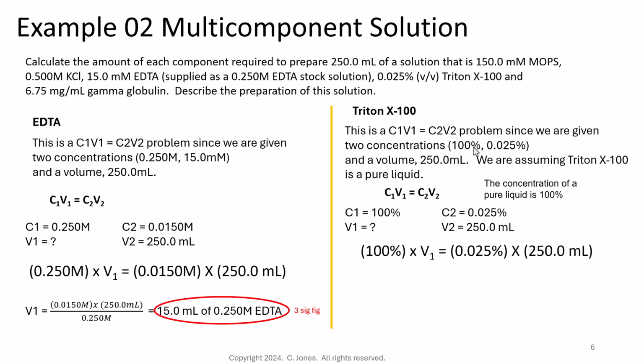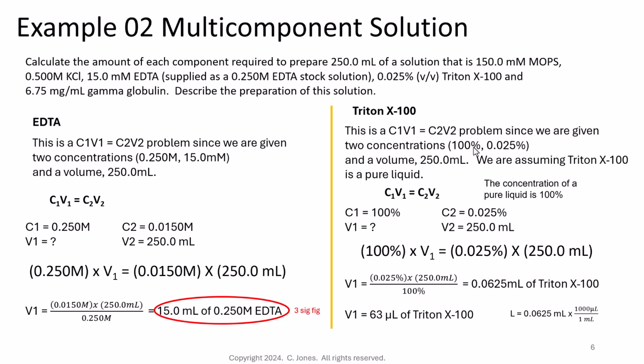We're going to plug them into our equation. And it looks like this. 100% times V1 is equal to 0.025% times 250. Solve for V1, so we divide both sides by 100. And this gives us 0.0625 mLs of Triton X100. So this is less than a mL of Triton X100 that we need to deliver. That means we're actually going to need to use a micropipette, right? And those are calibrated in microliters. So we're going to need to convert our 0.0625 mLs into microliters, or 63 microliters of Triton X100.